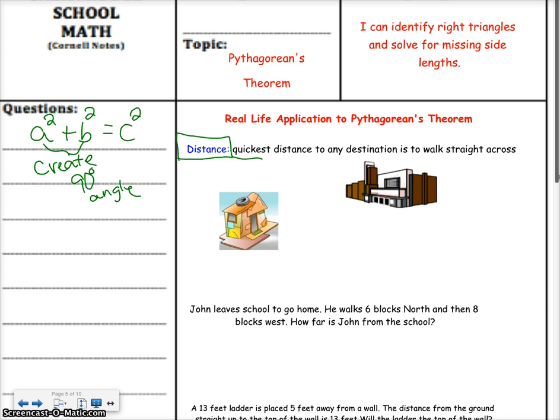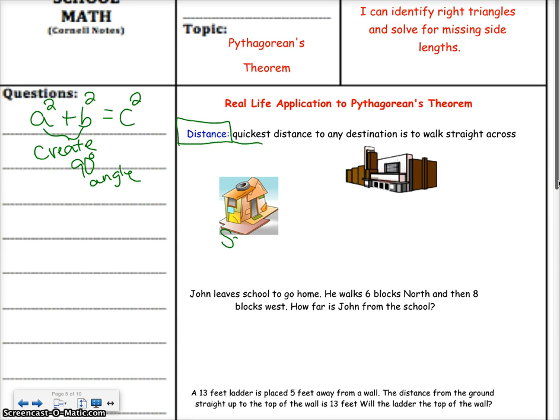Now think about this. Pretend this is me, but pretend this was SAC and pretend this is the high school. If I said, hey, I want you to walk to the high school, the quickest way to walk to the high school is to cut through the field. Do you agree with that? It's not the only way, it's the quickest way. You could also walk from SAC down to School Street and then go from School Street to the high school. Can you see the triangle that's formed?